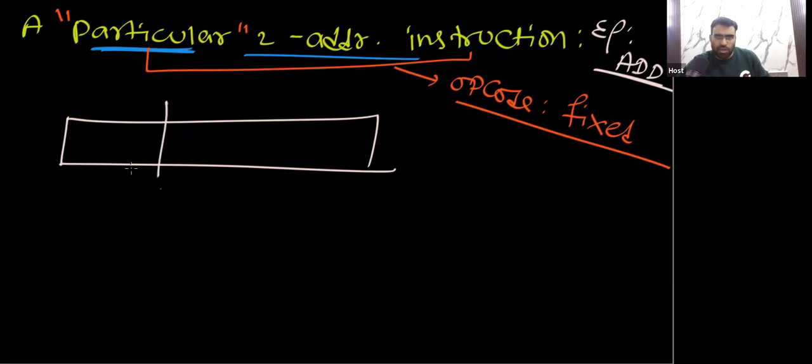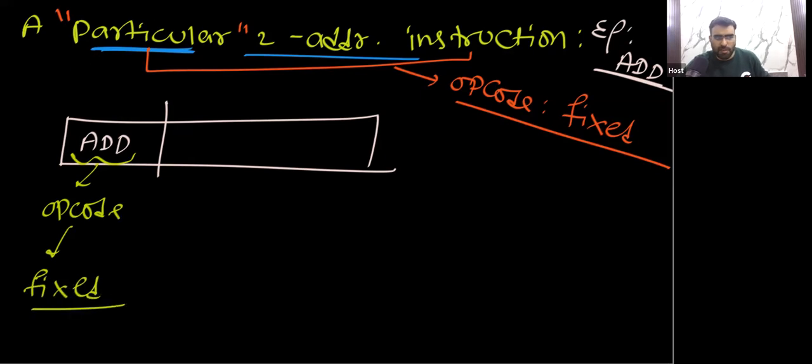So you can see the opcode is fixed, right? Yes or no? This is your opcode, and this is fixed. You cannot change this, because I am talking about a particular instruction. Remember, a particular instruction I am discussing. So now you can see the opcode is fixed. You cannot change anything. But there are two addresses.